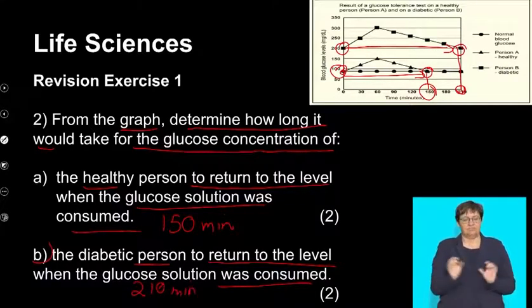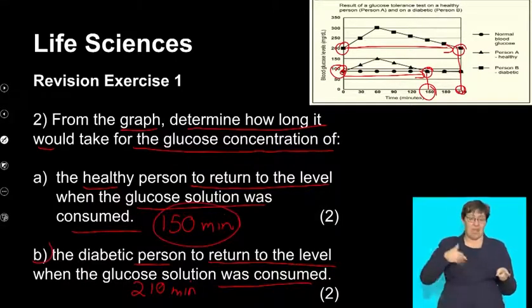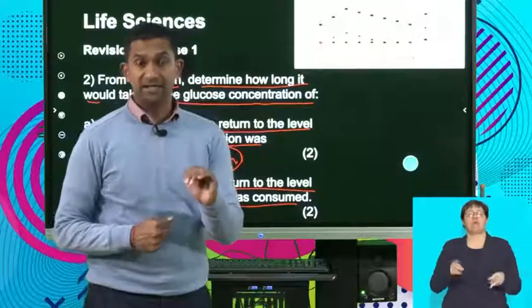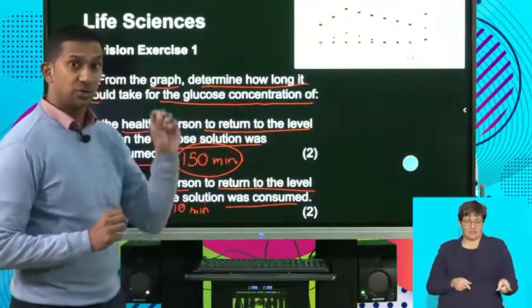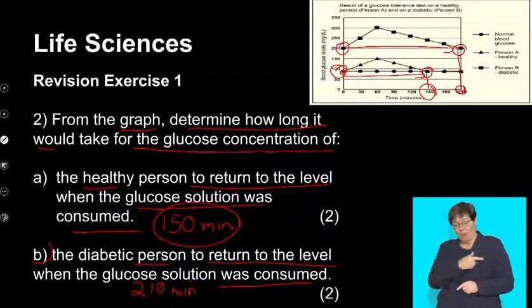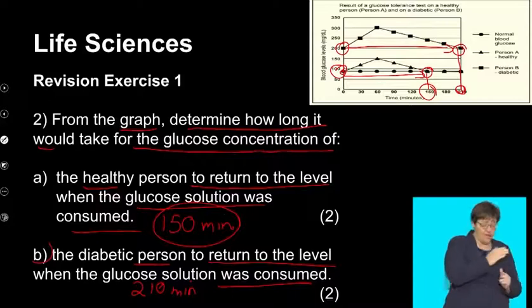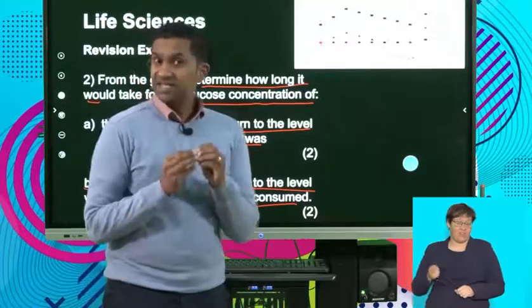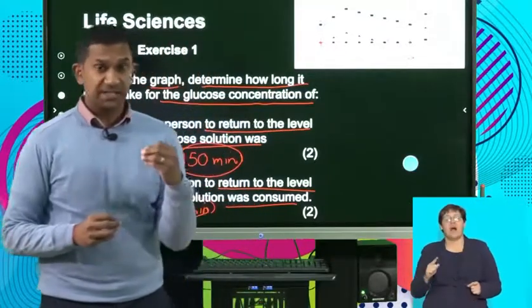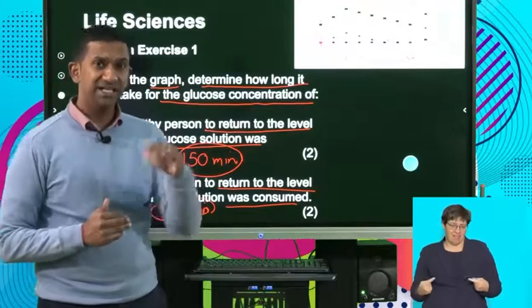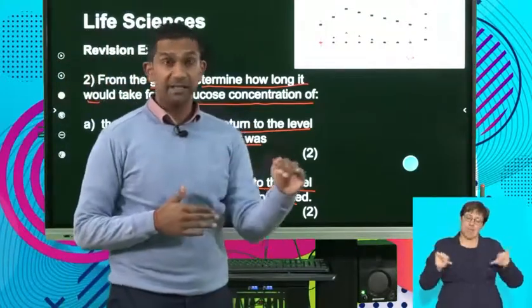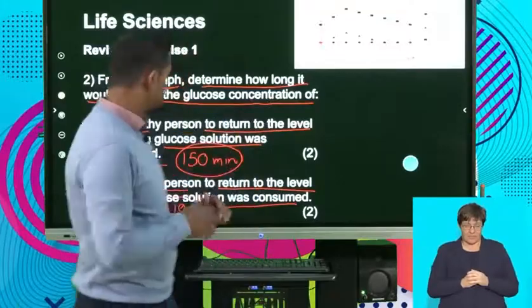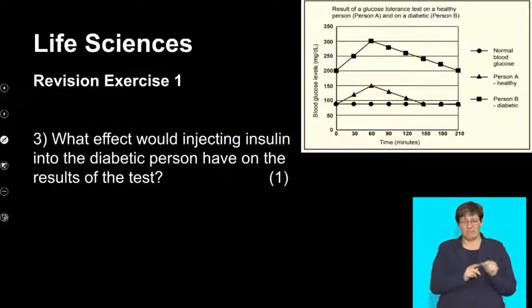So guys, clearly we can see that between both these individuals, the healthy individual took much less time to bring the blood sugar levels back to what they originally were at the time they consumed the sugar. However, the individual that is diabetic took much longer, and this essentially points to the struggles that a diabetic individual will have in maintaining their blood sugar levels and bringing them back to a normal level. An interesting difference that we needed to note. Let's move on to question 3.